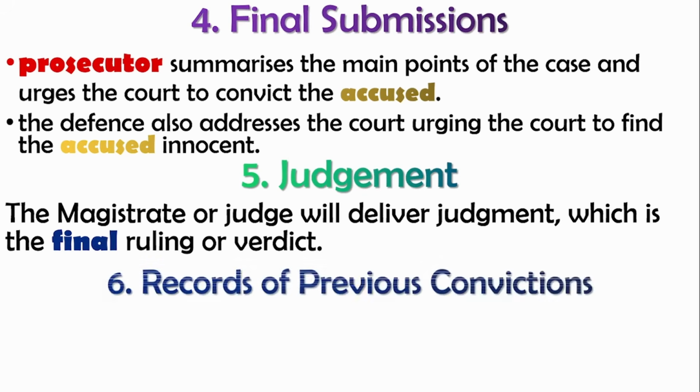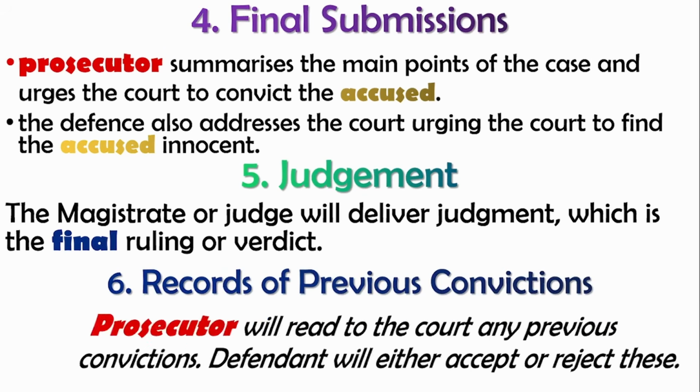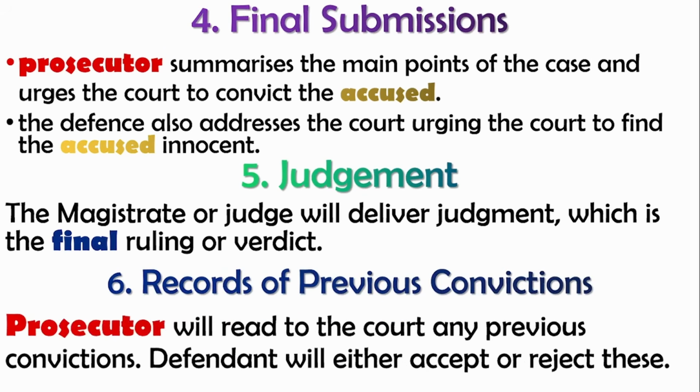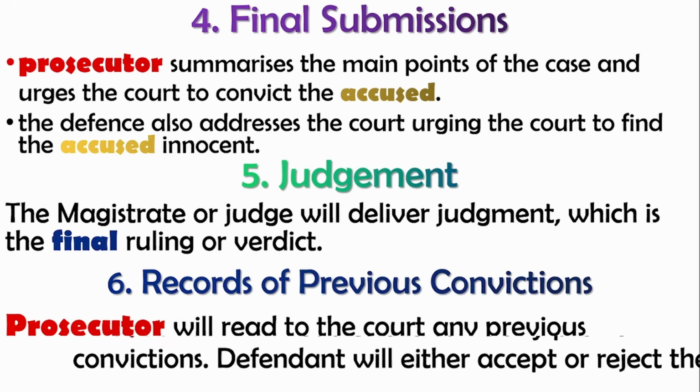Once that has been done, records of the previous convictions, if this person has been convicted before, are going to be brought before the courts of law. So the prosecutor will read to the court any previous convictions, and the defendant will either accept or reject these records. Then from there, we go to the mitigation step.